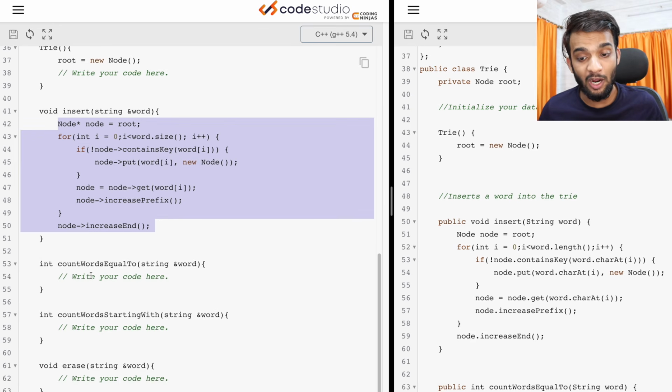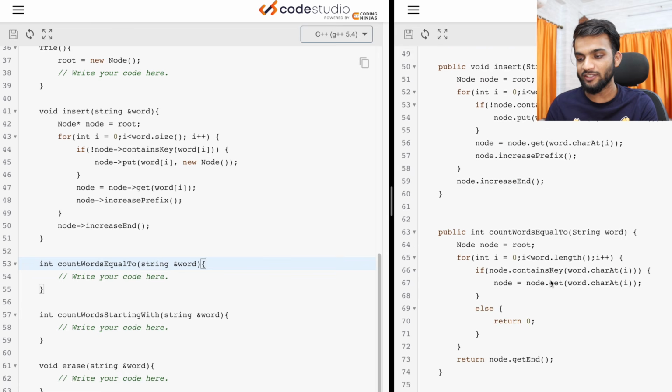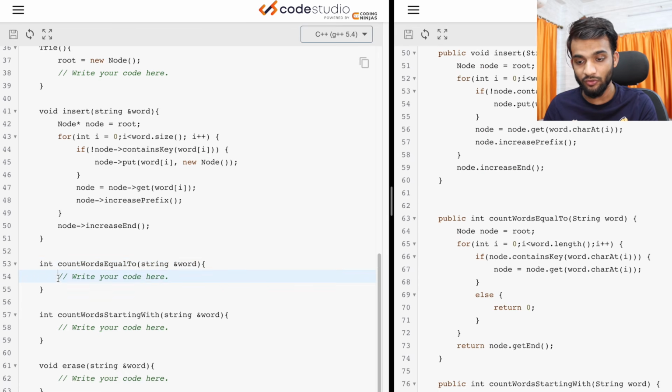Quite simple. Count words equal to. Again, a very simple one. Again, if I just write this one in parallel, it's kind of like you take a node initially with the node equal to root.